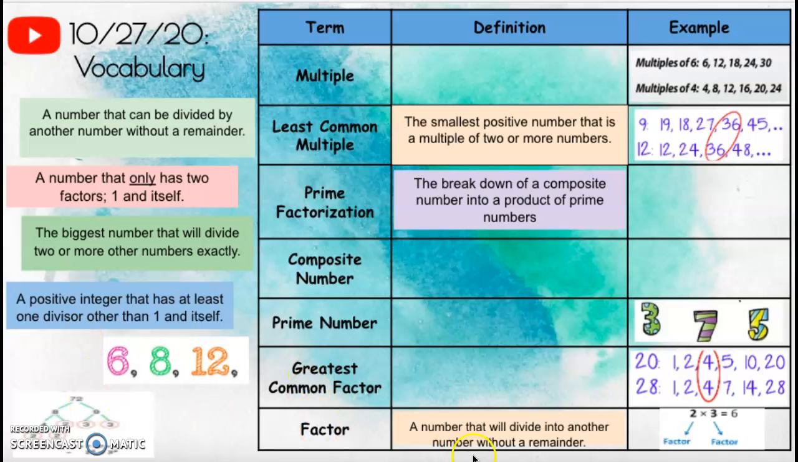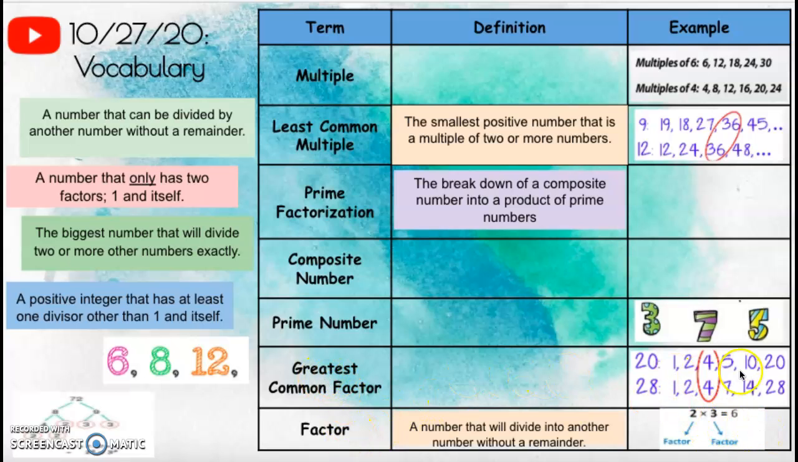All right, so factor is done for us down here. A factor is a number that will divide into another number without a remainder. So factors of 6 could be 2 times 3, a 2 and a 3, and then 1 times 6, a 1 and a 6.